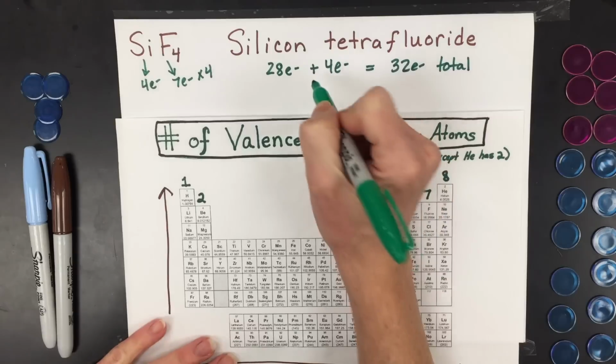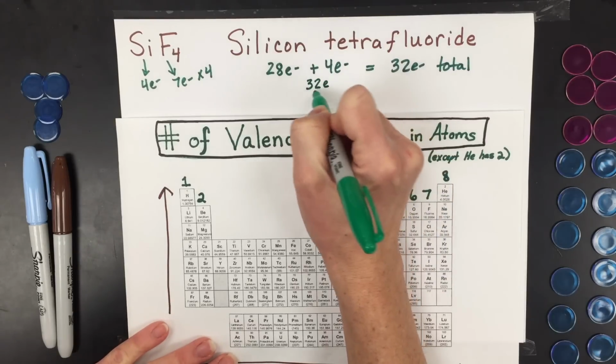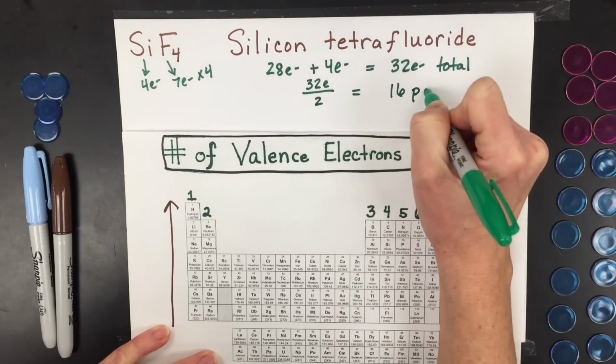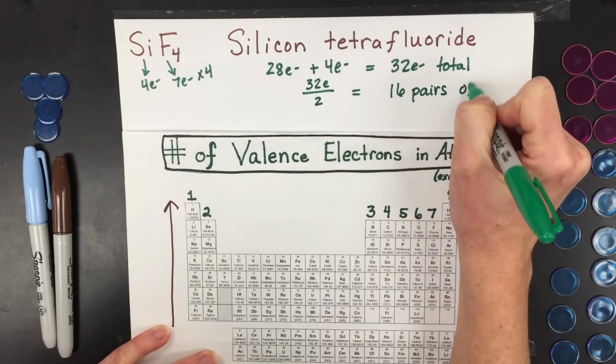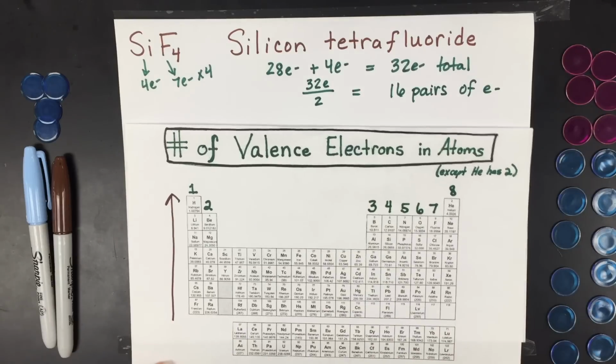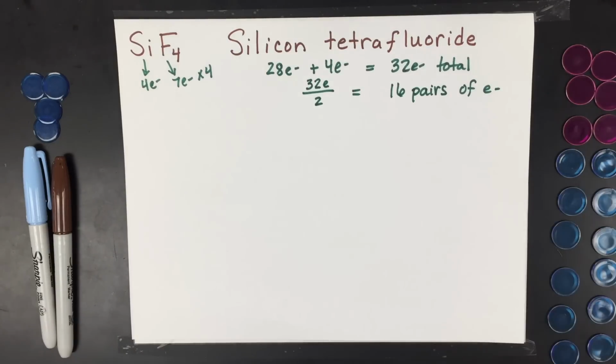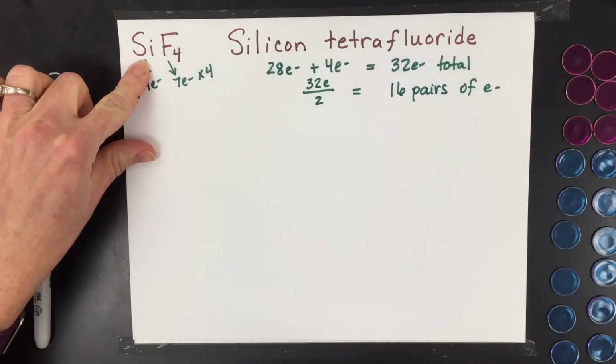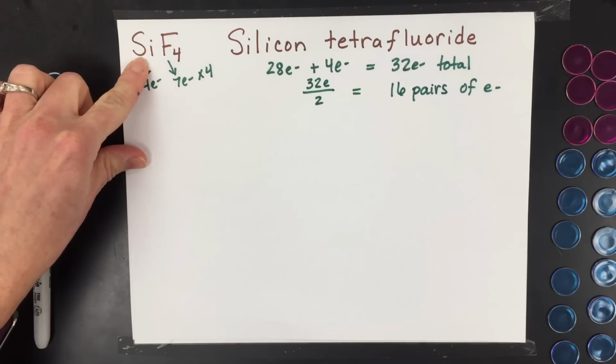The other helpful thing to do is to take the 32 electrons and divide it by 2 to get the total number of pairs of electrons, because electrons are going to be placed in pairs in these dot structures. The next step is to decide which atom would go in the center. Typically the atom that's written first, or it is the only atom in that structure, is in the center.